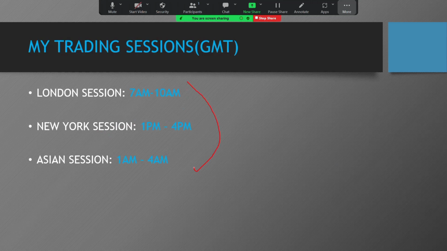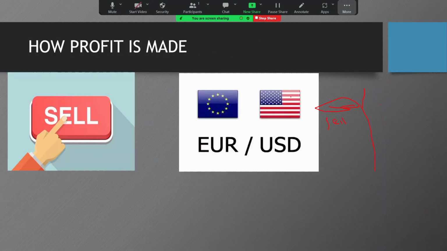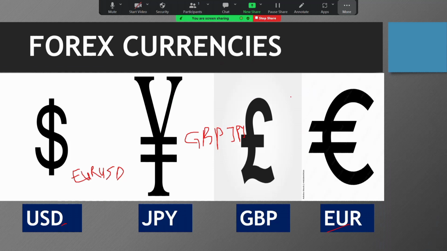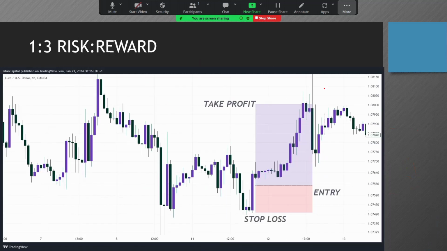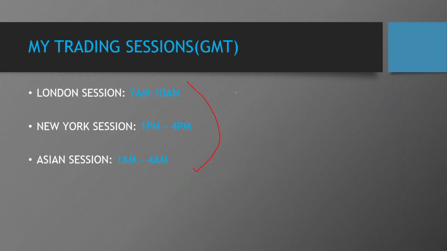Now, for the London session, what do I mean? It means the pound, this GBP. You can see GBP is very strong during the London session. Euro, very strong during the London session. You understand? Those pairs are strong because their banks are opening in that period. That is why they call it the London session. So they open during that time, GMT.